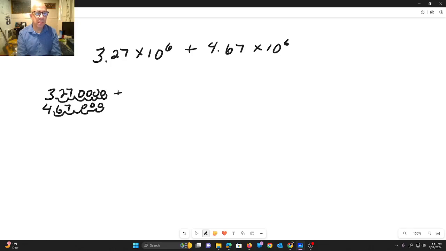And then I can add them together. So the zeros all add. The 7 and the 7 is 14. The 6, 2, and 1 is 9. And 4 and 3 is 7. So I have 7,940,000. And if I move the decimal back here, 7.94 times 10 to the 6th power.